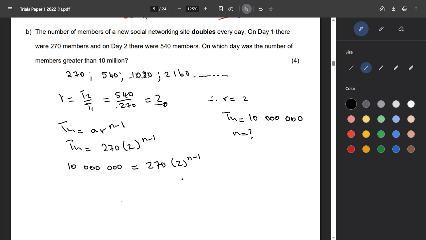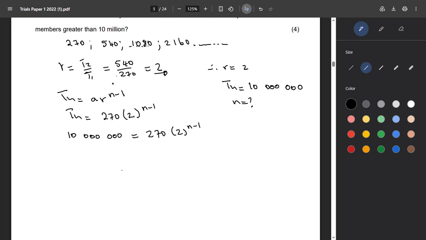So you just have to do what? Find N. Let's isolate the 2 to the power N minus 1 by dividing both sides by that 270. Divide by 270. So this 270 cancels. This side I'm left with 2 to the N minus 1. And then you go to your calculator. I just want to check something. 10 million divided by 270. Oh, I get decimals there. Maybe we can avoid rounding off.